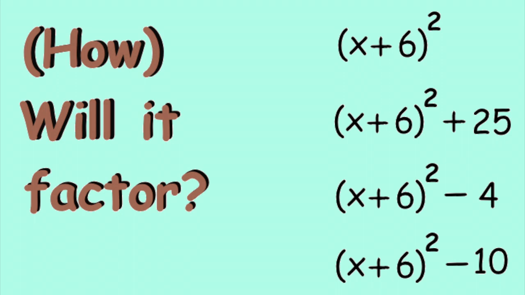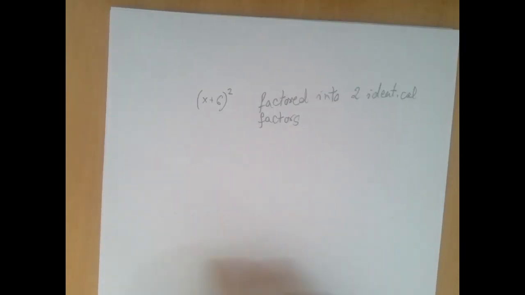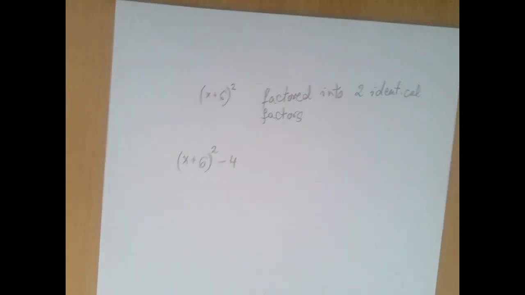This problem is about classifying quadratic expressions with respect to factoring. Suppose we complete the square, and what we get is something like (x+6)². That is factored as (x+6)(x+6). What if the last line is something like (x+6)² − 4?